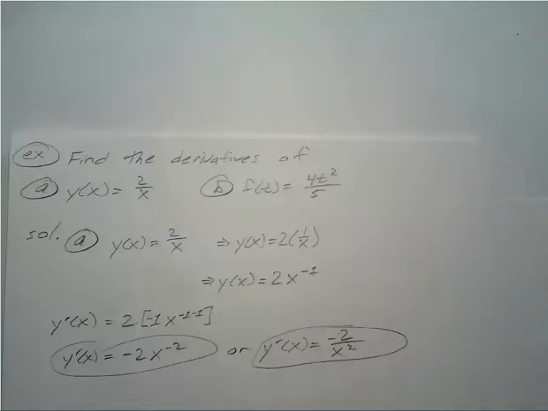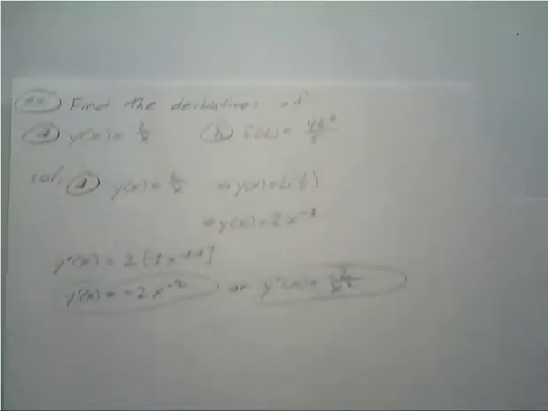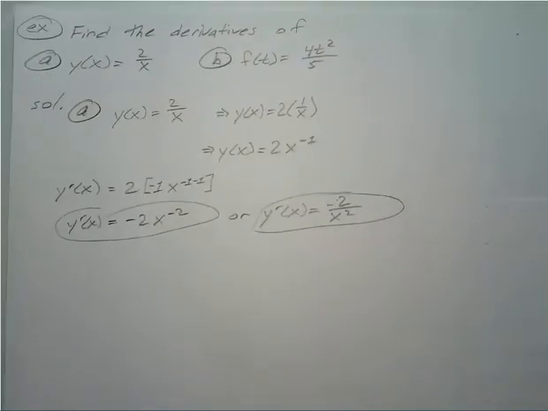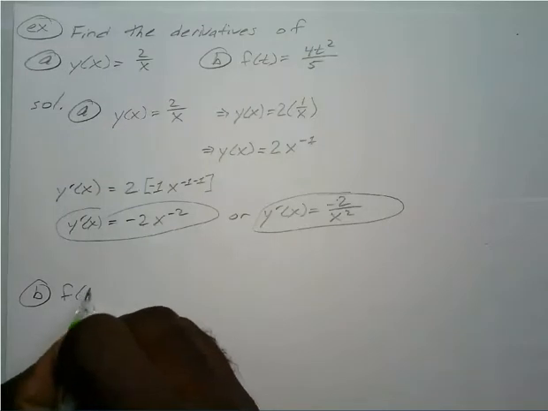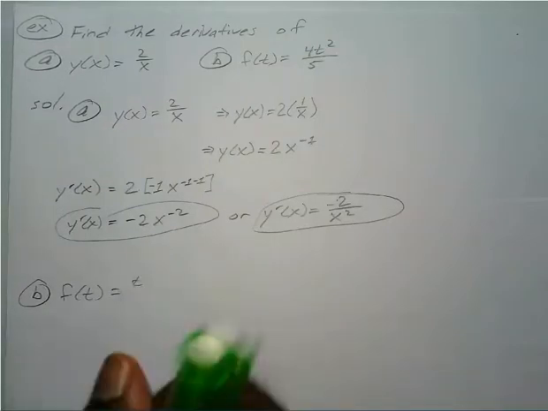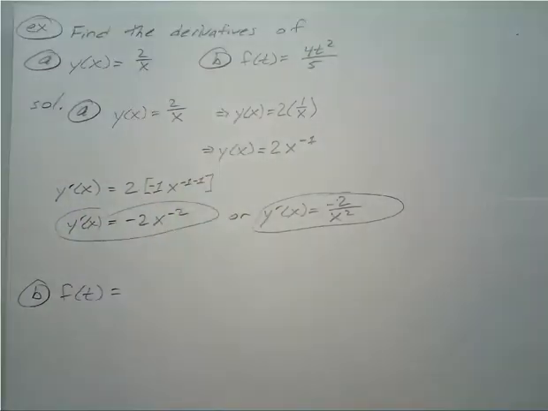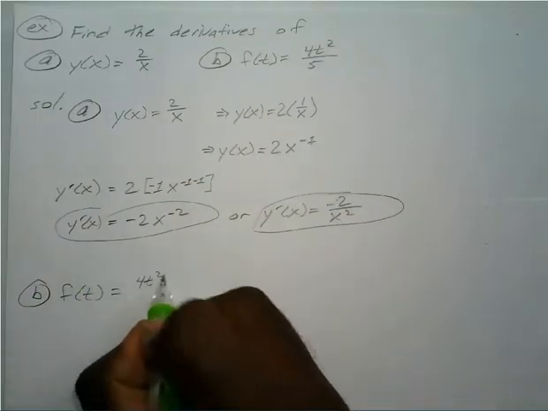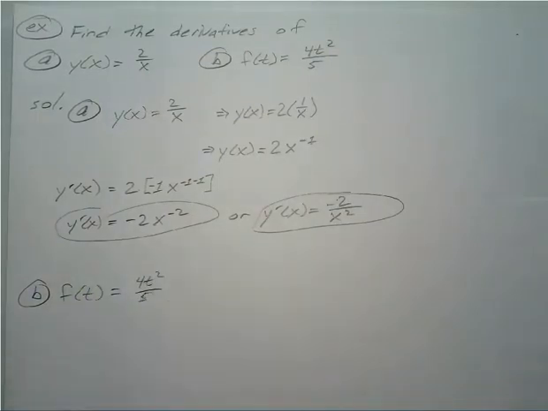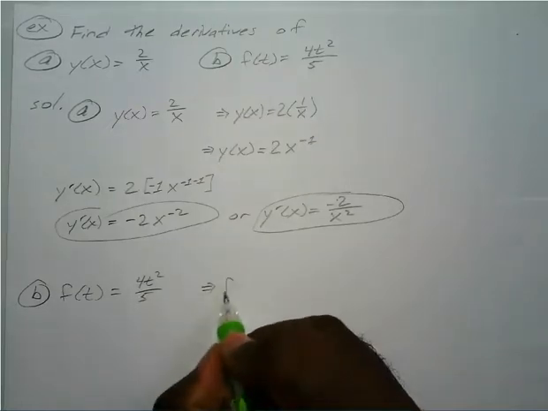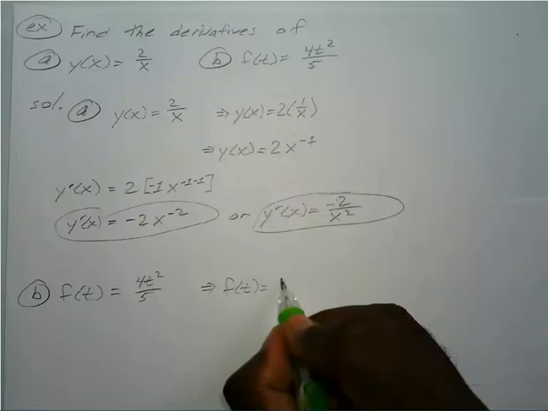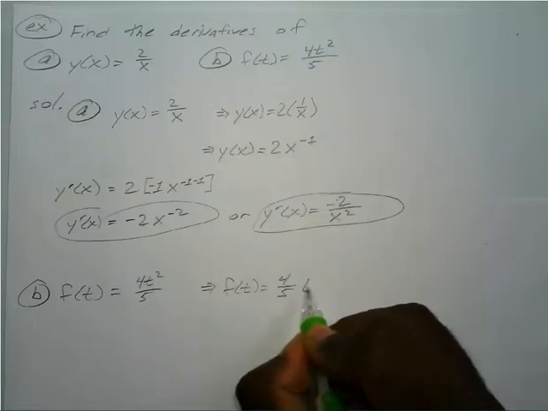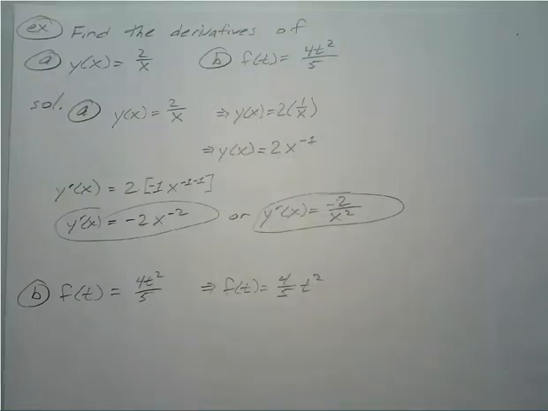All right, so let's go ahead and go to problem B, where f of t is equal to 4t squared over 5. Okay, so we're going to go ahead and factor out the constant. So we'll make that f of t equals 4 over 5 times t squared. Again, just to make it easier. That's the goal.